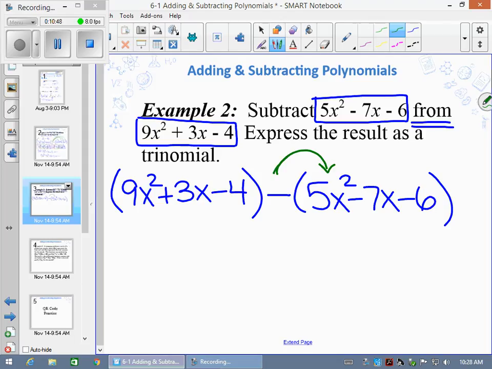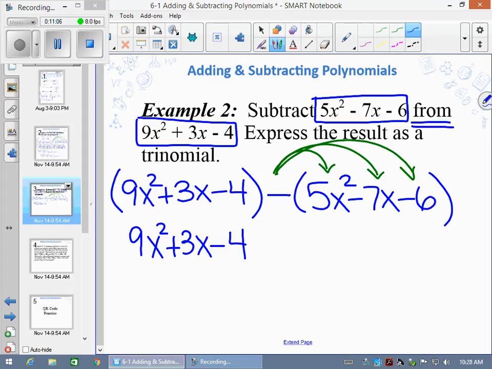At this point, if you would like to pause the video and try the question yourself and then unpause it and check your answer, please do so. My parentheses do not need to be around my first expression since there is nothing being distributed to it other than a positive 1. My second expression, I do have to distribute that minus sign. So the positive 5x squared becomes a negative, the negative 7x becomes a positive, and the negative 6 becomes a positive 6. Now again, I'm going to think about my like terms.